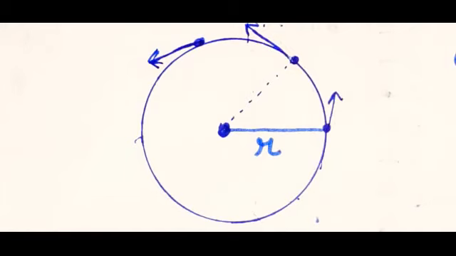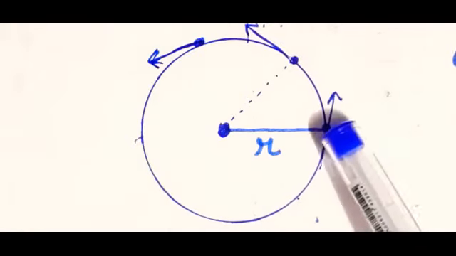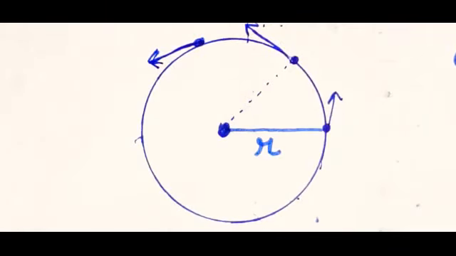So what does it mean? It means that velocity is changing continuously. Listen carefully. The speed of that moving object is constant. But what is changing? Only the velocity is changing. And why is the velocity changing? It is due to the change in direction of motion.